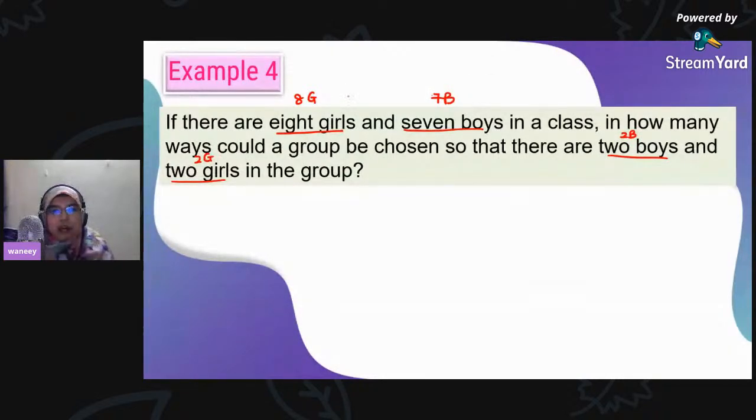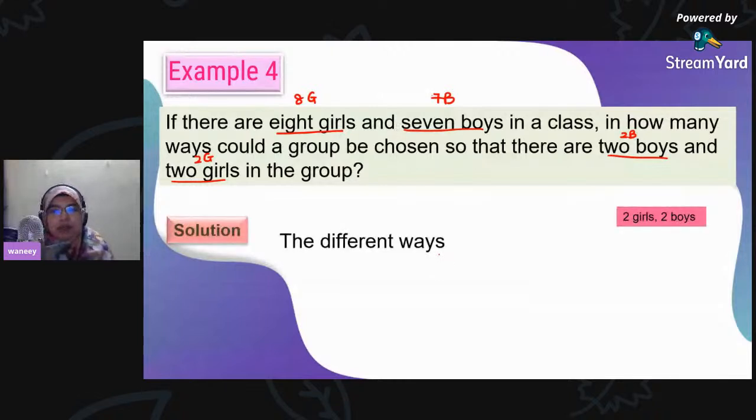Out of 8 girls, I only want 2 of them, so it will be 8C2. Out of 7 boys, I only need 2 boys, so 7C2. So the number of different ways is 8C2 multiplied with 7C2. So altogether, we are going to have 588. So 8C2 times 7C2.